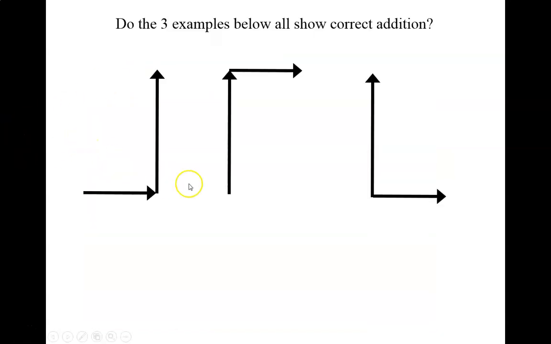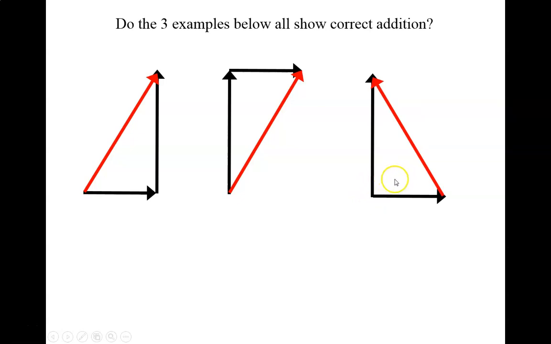So, did I add the vectors on the left here properly? Did I put them tip to tail? Yep, that looks good. Did I add the vectors in the middle properly? I put them tip to tail. Yep, that's good. Did I add the vectors on the right properly? No, I did not. I put them tail to tail, and that does not work. Since you go from start to finish to draw the resultant, I see where you'd start, but where would you finish? So it just doesn't make any sense.